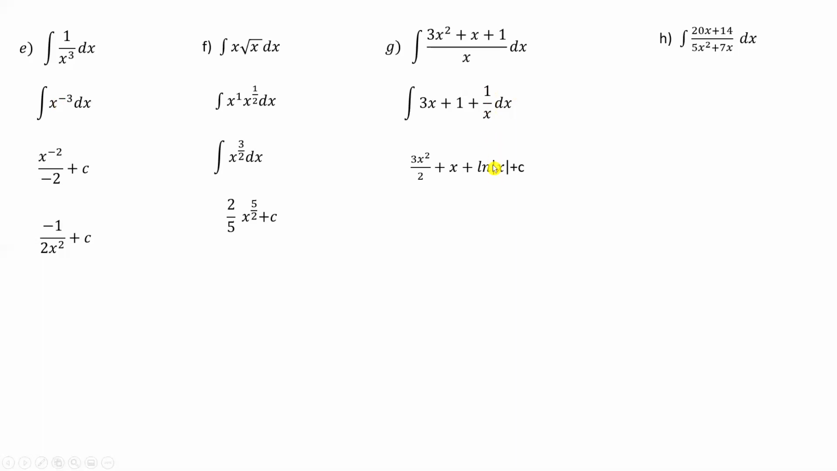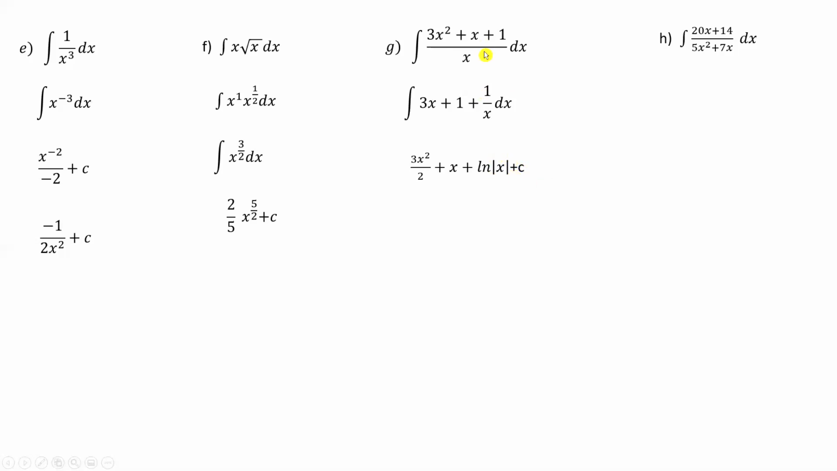Reminder again, why do we have the absolute values? It's got to do with the domain of the function. This one is defined for all values except for 0. If the absolute value bars were not there, this would only be defined for positive values of x. So to make the domains the same, we made it the absolute value of x.